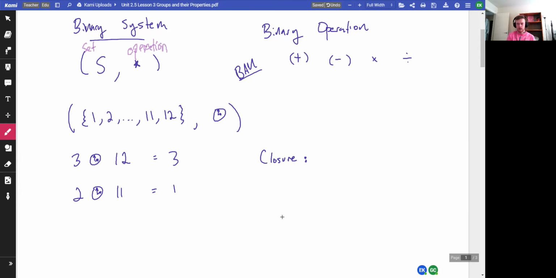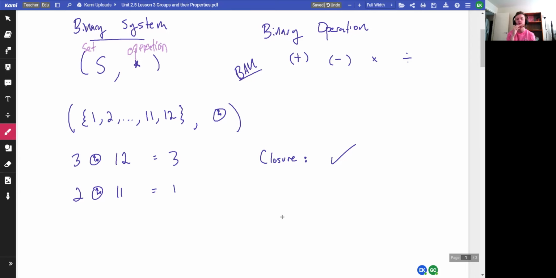So you're telling me that the set 1 through 12 is closed under the operation clock. The set 1 through 12 under the operation addition is not closed. There are many combinations of numbers between 1 and 12 that when you add them, you get something outside of 1 through 12, but not clock arithmetic, because we come right back around on that clock. Tick tock, tick tock. So we have closure.